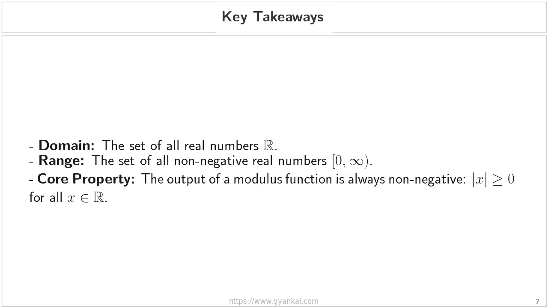This leads us directly to the core property of the modulus function. The output is always non-negative. Mathematically, we express this as the absolute value of x is greater than or equal to 0 for all x in the set of real numbers. This is the fundamental rule that prevents the function from ever producing a negative result.